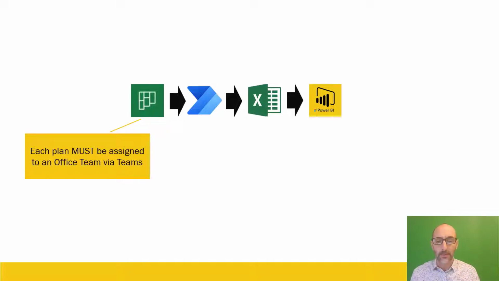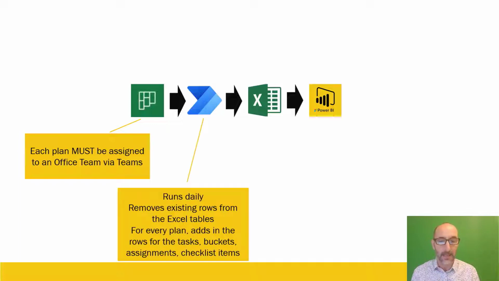A couple of prerequisites on this, just again for reference. Each Planner plan must be assigned to an Office team. So we've got to have an Office group in there that we can access, or that Flow will utilize to go and access the Planner plan. In my solution, the Flow runs daily, so I just run it at a scheduled time, 11 o'clock at night. That Flow does several things.